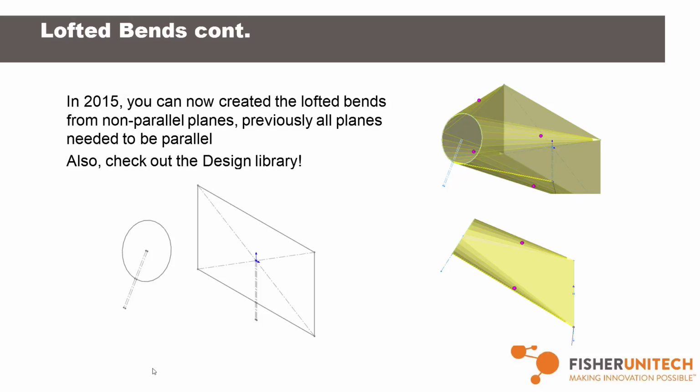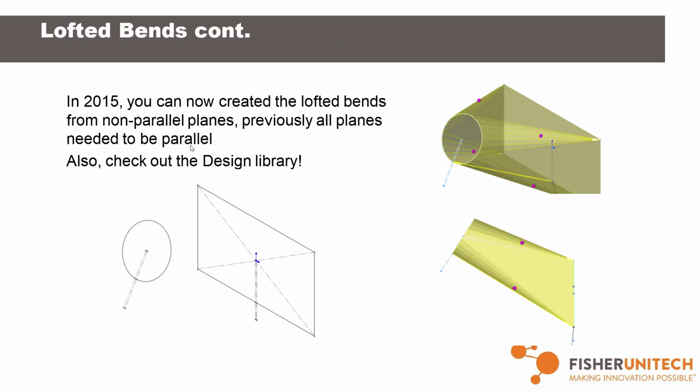Another cool thing, at least I really like it: in 2015, they allowed you to do it with non-parallel planes. If you look at this one over here, it's off on an angle. It all still works. You used to have both of those things lined up perfectly parallel, otherwise it wouldn't work. Also, there's a bunch of preset lofted bends in your design library, so sometimes you might not have to build your own. You can just drag and drop them. It's just an option that's out there for you to know about.